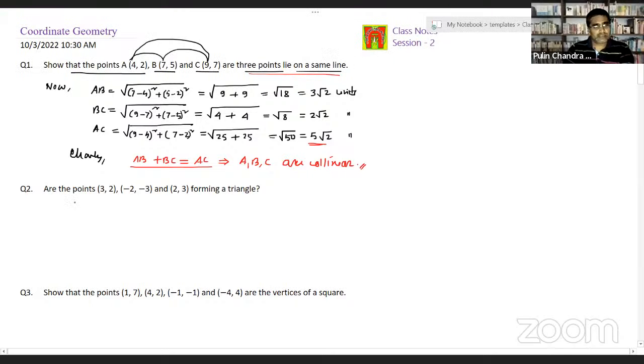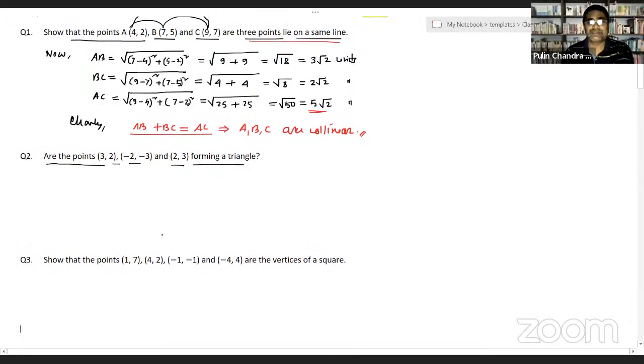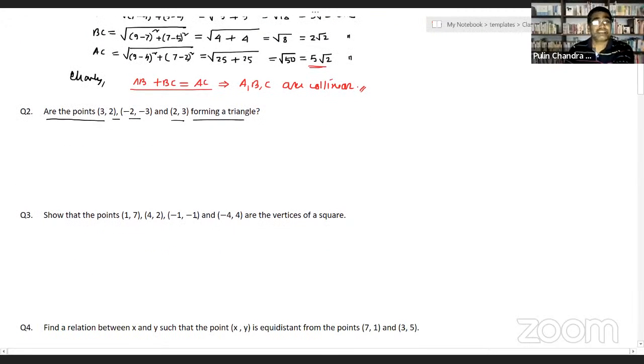Okay. Now, next question. Are the points 3, 2, minus 2, minus 3 and 2, 3 forming a triangle? So it is just the contrast problem of the first one. In the first problem, we were asked to examine if the points are collinear. Here they are asking whether this is forming a triangle. So there are only two options.